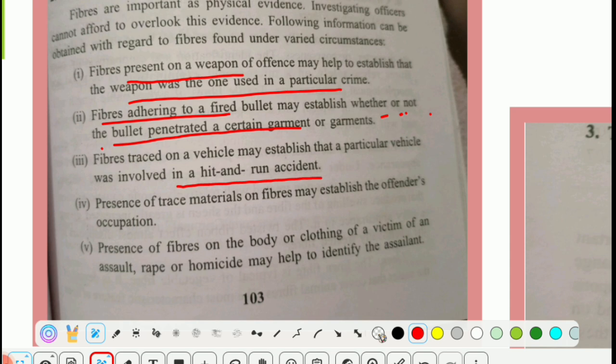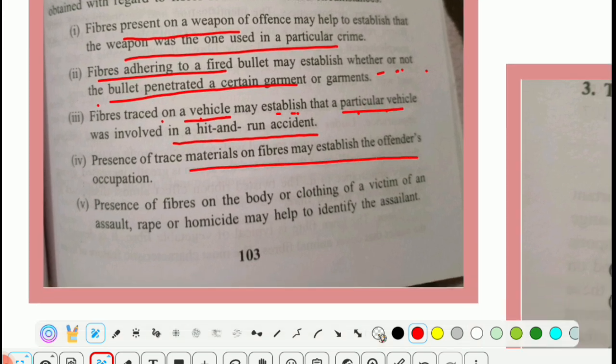Then in a hit and run case, or in the case of some accident, fiber can be found on the vehicle, because the vehicle must have hit the person and the person must be wearing clothes, and again the same cycle repeats. Then there is the presence of trace material on the fiber. Trace material like what? Like a fingerprint can also be present on the fiber, and that fiber can provide an excellent link to the perpetrator, to the offender. Then the fiber present on the body or clothing of the victim of assault, rape, or homicide can also be helpful for identification of the assailant.